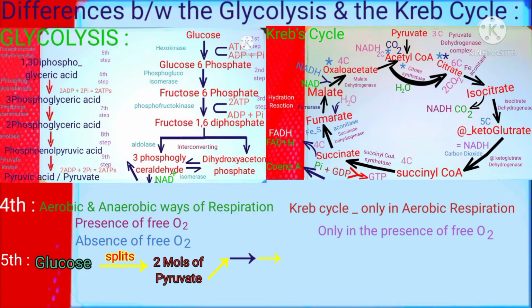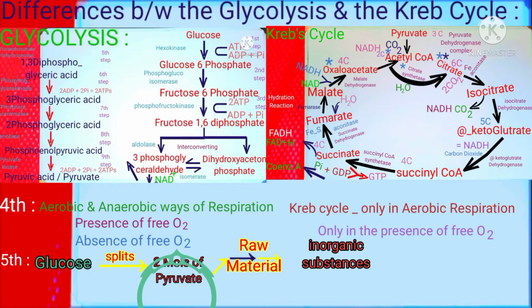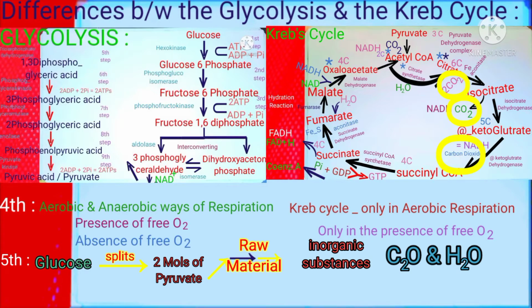So during the Krebs cycle, pyruvate is taken as a raw material that is completely degraded into inorganic substances such as carbon dioxide and water. As you can also see from the Krebs cycle picture, carbon dioxide is evolved here, here and here, and water is also obtained during the Krebs cycle, that is present here, in between fumarate and malate.